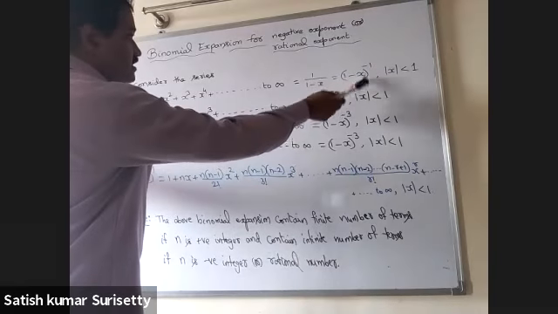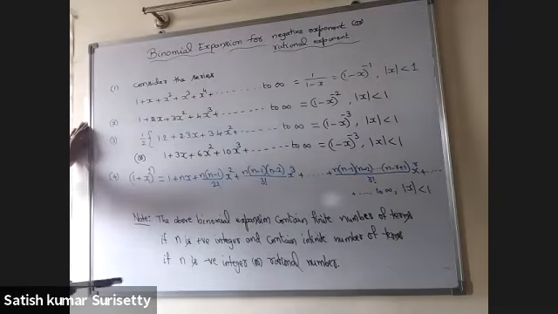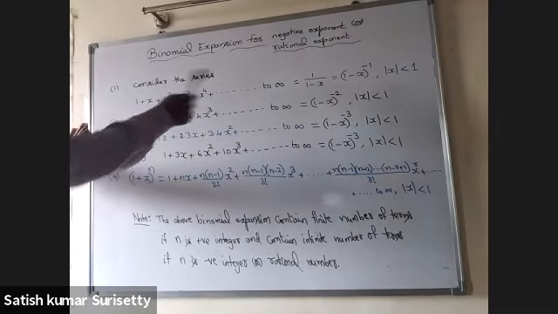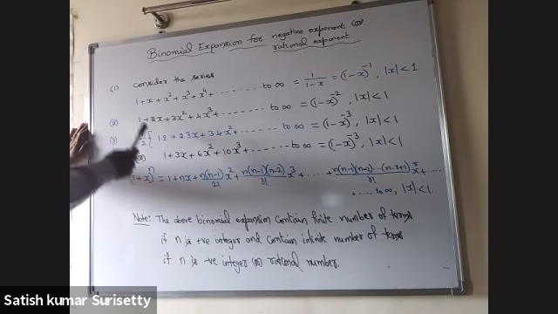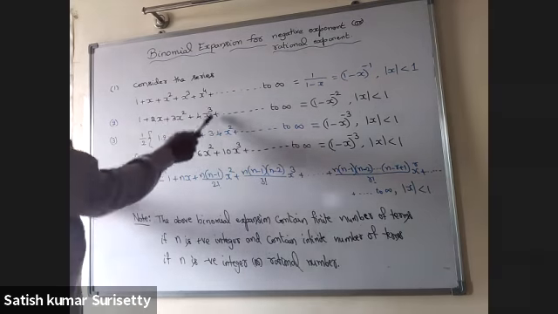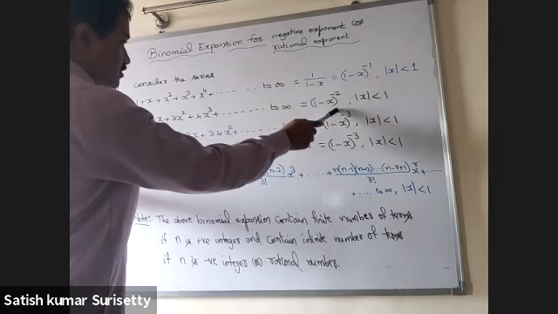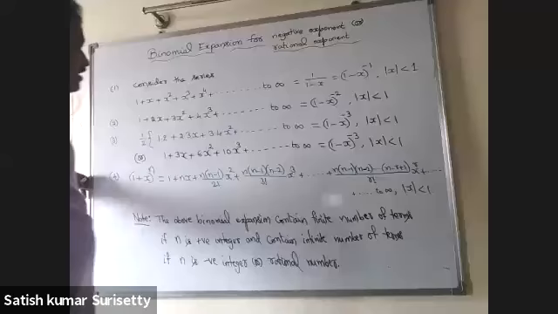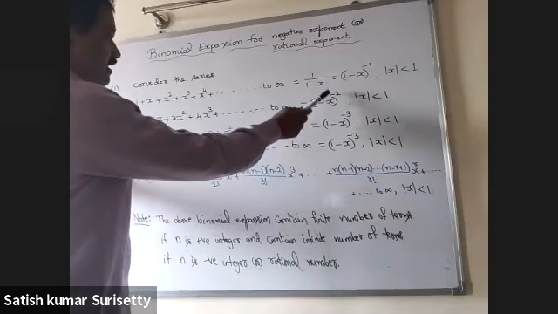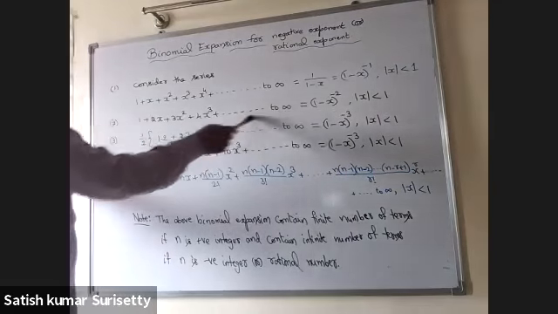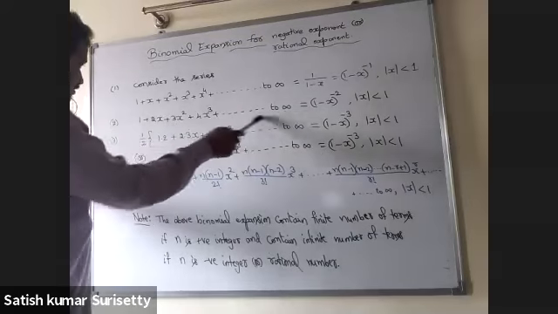The exponent is negative. Now if I differentiate this with respect to x on both sides, then I will get 1 plus 2x plus 3x square plus 4x cube and so on to infinite terms, which will be the same as (1 minus x) to the power of minus 2, where mod x is less than 1. That means this is also a binomial expansion for negative exponent. Now if you observe the series, it is an AGP.